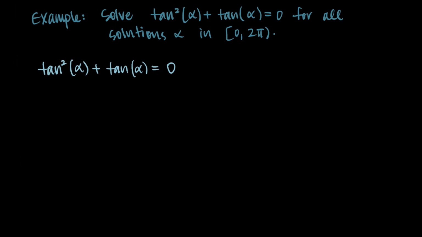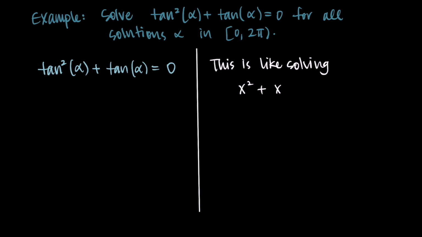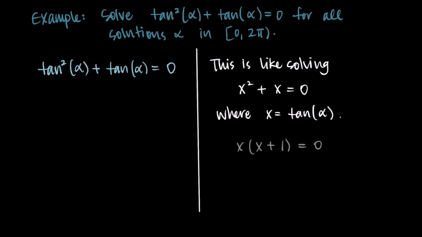to think about the variable version of this, or like a parallel version. So this problem is like solving x squared plus x equals 0, where x is our tangent of alpha. So if you replace the x with tangent here, you can see how it is similar to the problem we started with. And so this looks like something we did at the beginning of the video. So here we can just factor out an x because both terms have an x in common, and we're getting that x times x plus 1 equals 0.